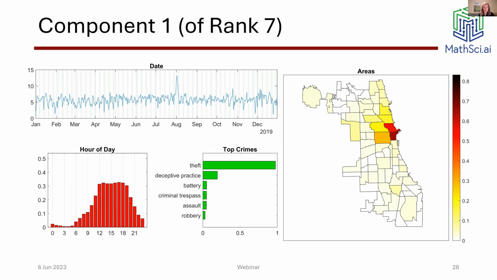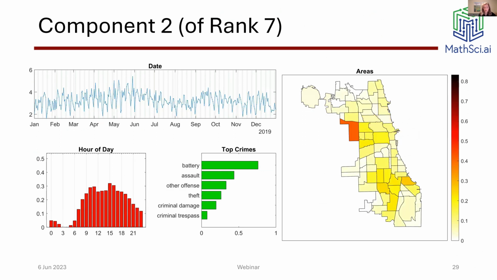If we look at the first component, this is mostly theft and deceptive practice, and it's usually during the daytime. This area that's highlighted here is a very touristy area of Chicago, so I think this is just like pickpocketing and so on. And this is happening all throughout the year. If we go to the second component, this is in a different part of town, and it's more violent crime, again mostly during the day. Then we see different patterns. You can't really see it here, but the slight gray bars are the weekends. Some of them show some correspondence, but mostly these are actually peaking during the week.